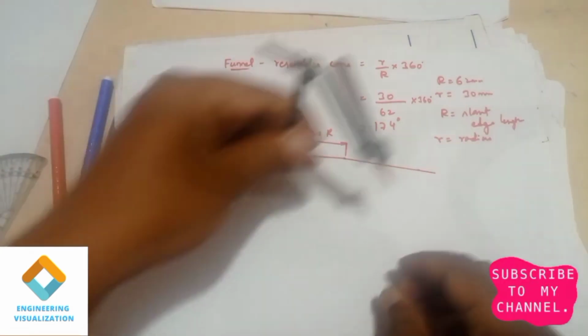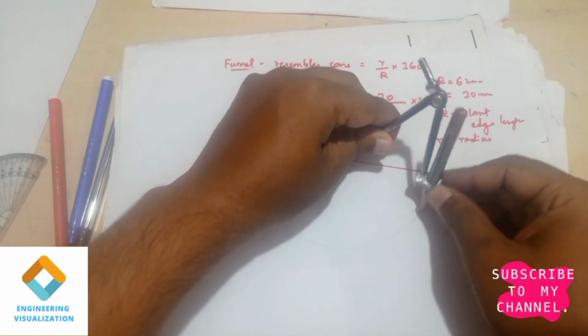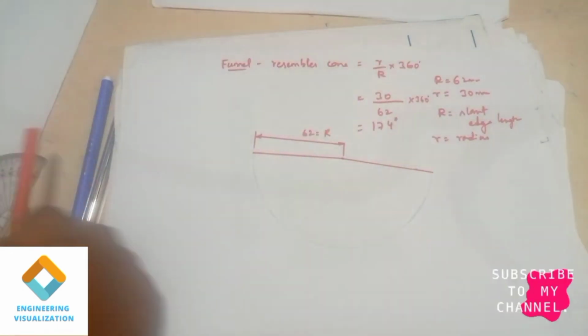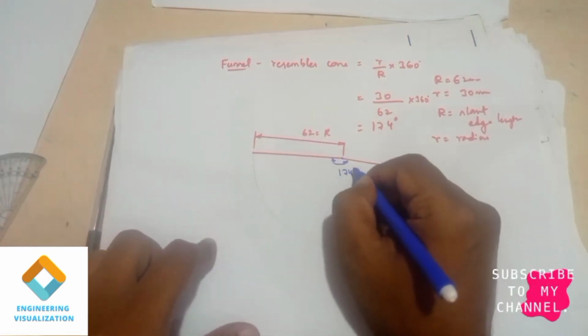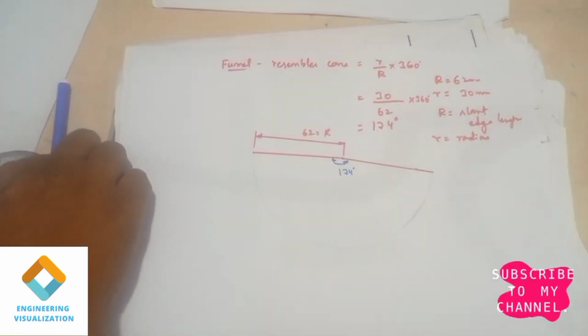Okay, now complete the arc. Okay, now here the length we should be drawing, that is the visible part of that funnel, that is 29 mm we need to mark.